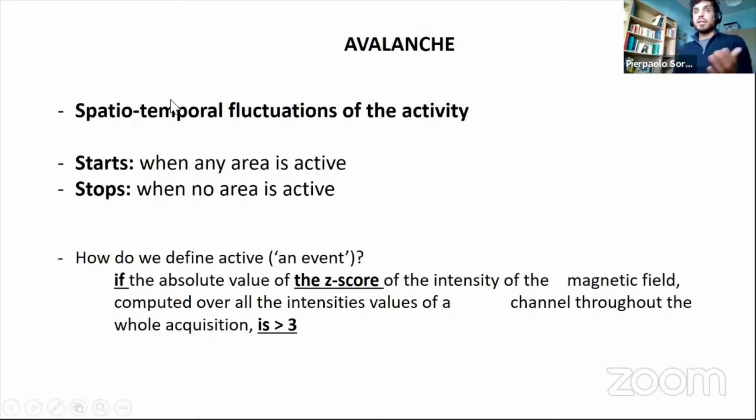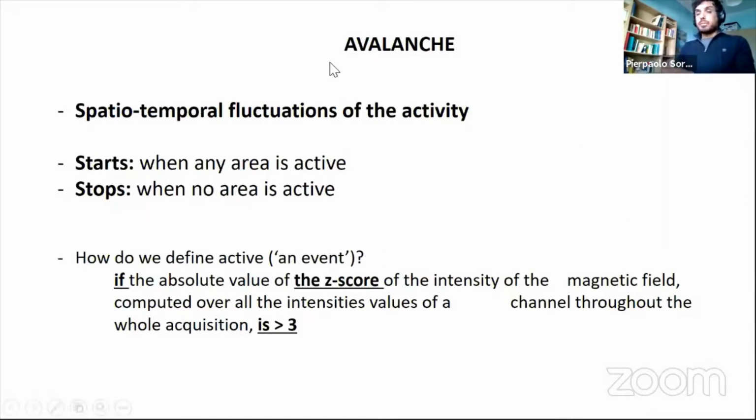To start with, we borrow a technique from statistical mechanics called neuronal avalanches, or avalanches more in general. This is a framework where you try to characterize the spatiotemporal unfolding of activations.